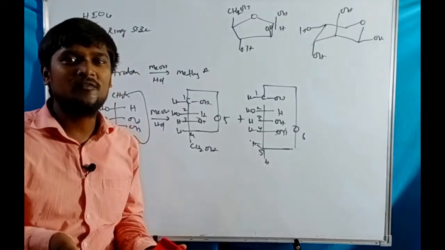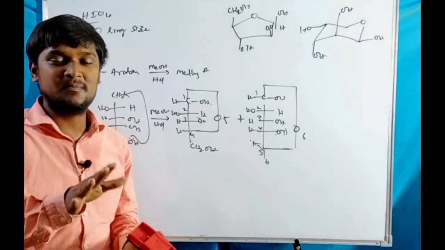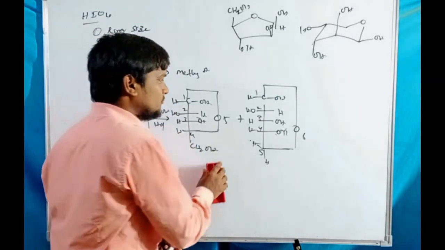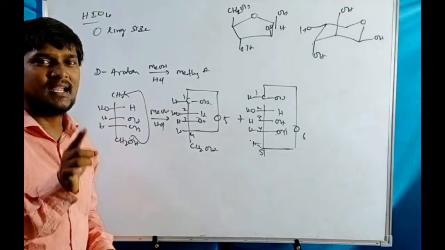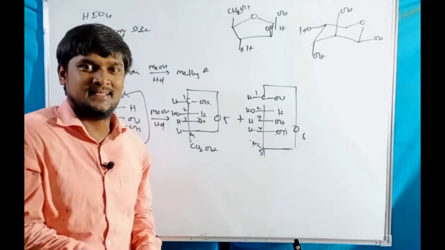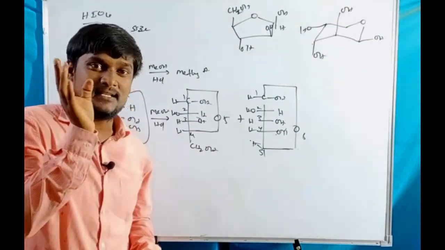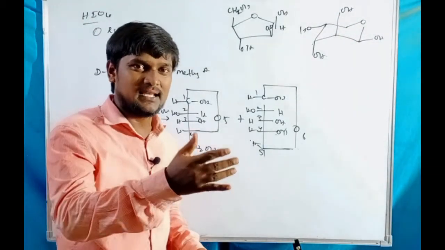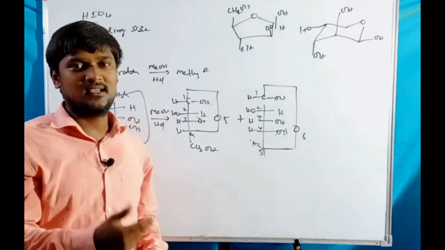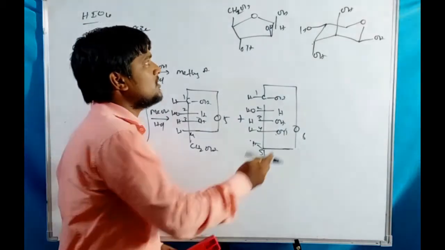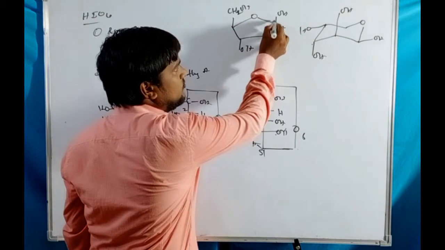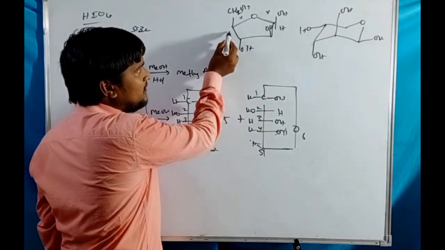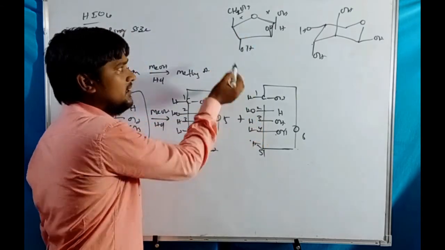Now we don't know whether it is a 5-membered ring or a 6-membered ring, that is, whether it is a furanose ring or a pyranose ring. Now let us go through the HIO4 reactions. HIO4 can convert free glycols, the free CHOH groups, but it cannot oxidize acetals. Here is the acetal OH part, so it cannot react, because there is no free OH.